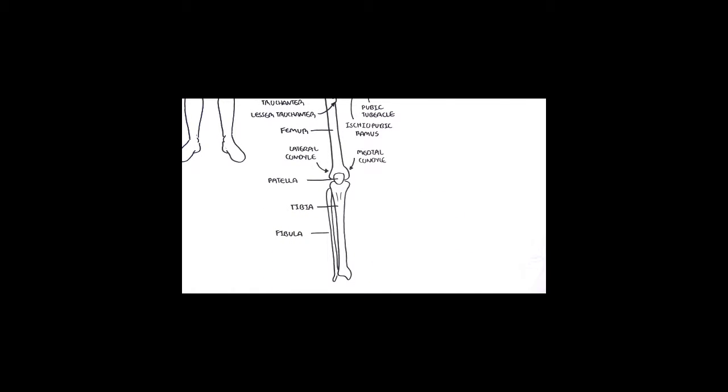As you can see, the fibula doesn't actually articulate with the femur. It's really only the tibia. Now the distal part of the tibia forms the medial malleolus, and the distal part of the fibula forms the lateral malleolus.